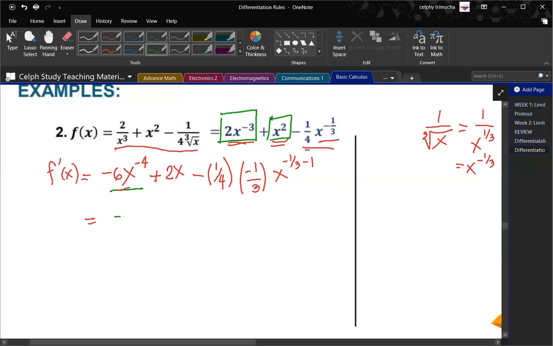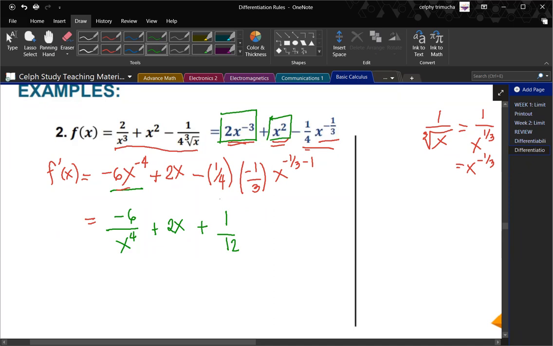arrange na siya or i-monta na positive aton exponent, we will have negative 6 all over x raised to 4. Now we have ang aton nga positive 2x, so hindi naman siya mag-change, we will have positive 2x. Next, sa aton nga last term, we have negative 1/4 times negative 1/3, so that will be positive na. So we have positive, 1 times 1 sa aton numerator, that will be 1. 4 all over 3 sa aton nga denominator, that will be equal to 12.